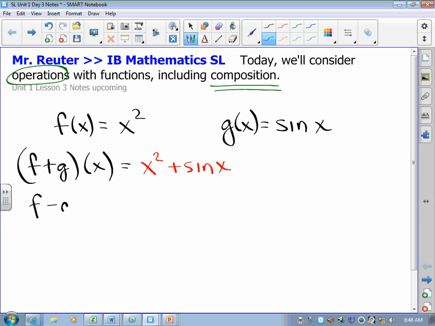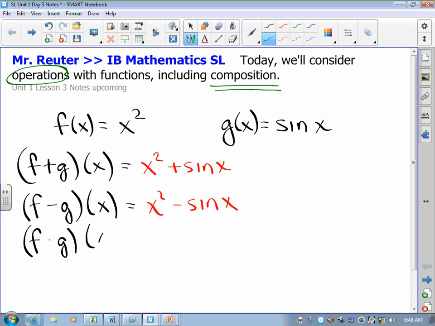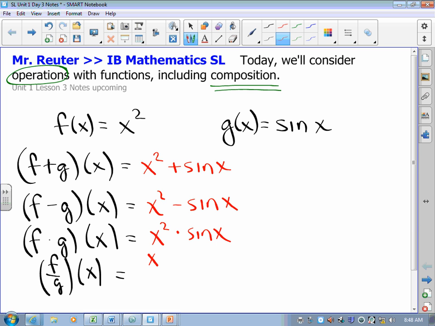And I can talk about f minus g of x, and f minus g of x is exactly what it sounds like. And I can talk about f times g of x. F times g of x is exactly what it sounds like. And I can talk about f divided by g of x, and that is, no surprise, exactly what it sounds like. Now, quick thought here.